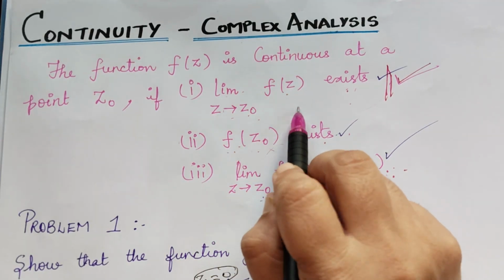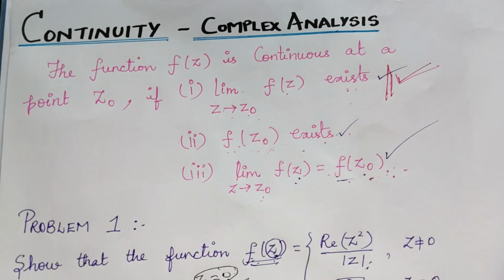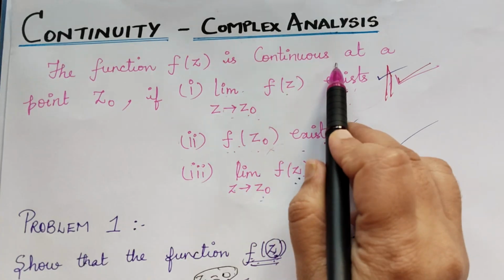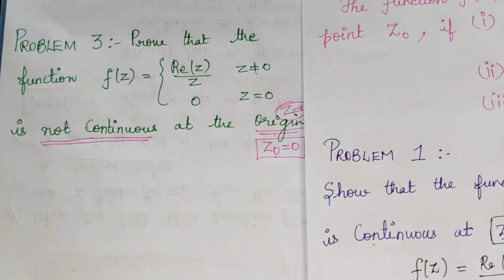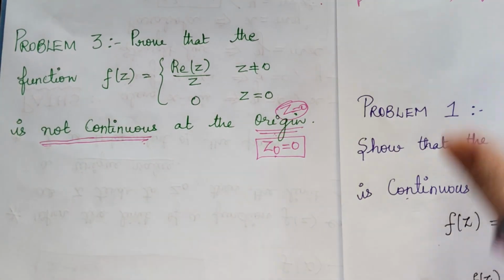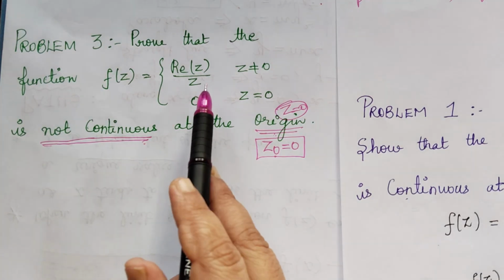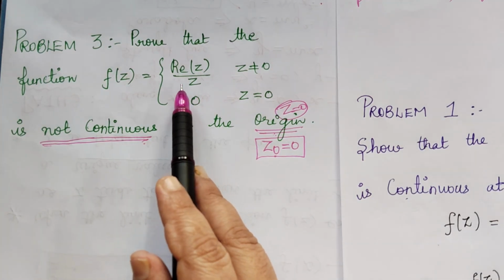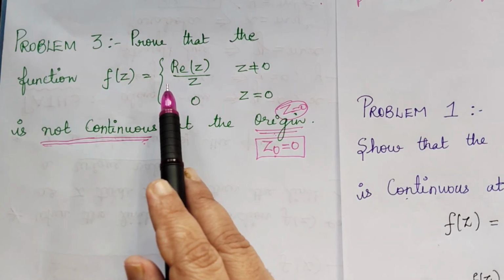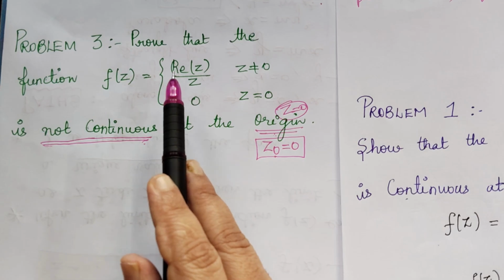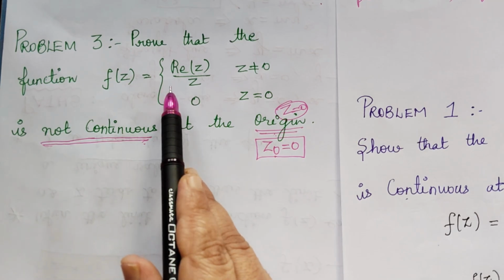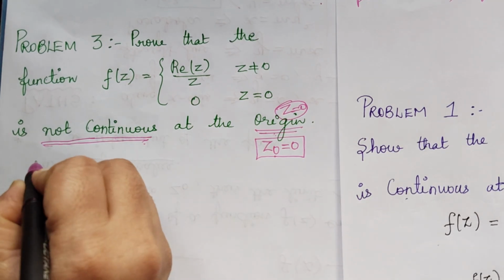We shall try to prove that the first condition itself is not satisfied. That is, the limit does not exist. If we prove that the limit does not exist, it will imply that it is not a continuous function. So let us try to prove that. In order to prove that the limit does not exist, from our previous video lecture we know that we will take different paths and try to prove that the limit is not unique.